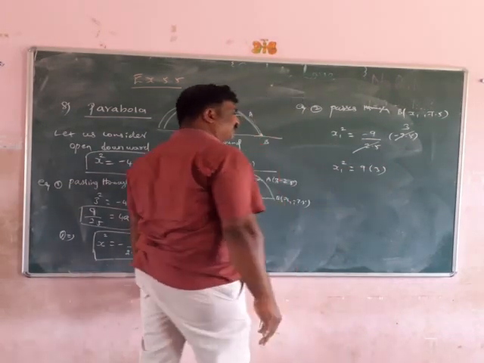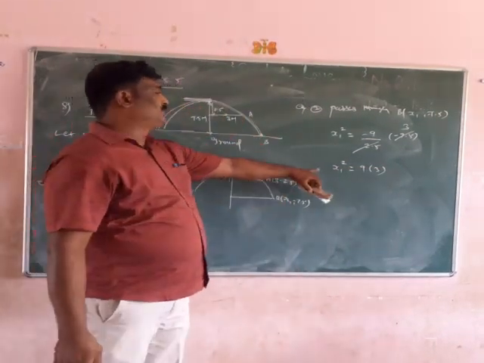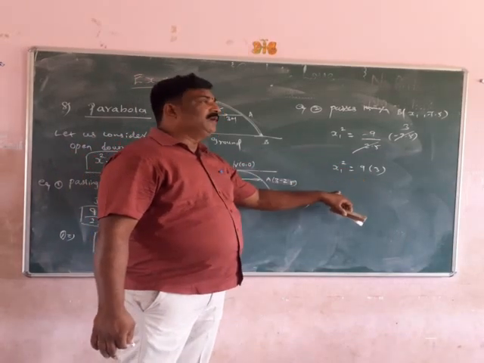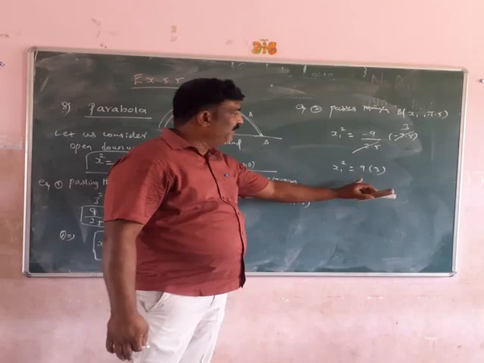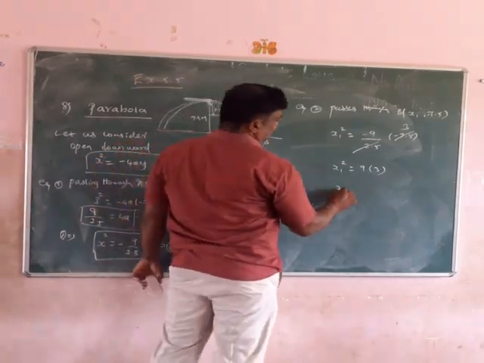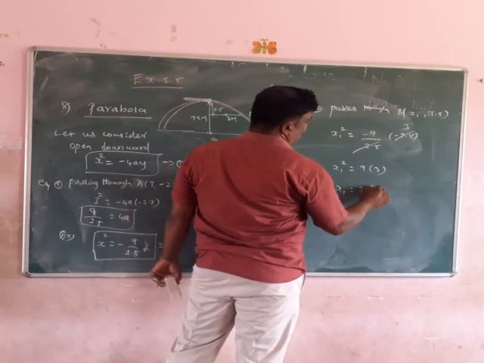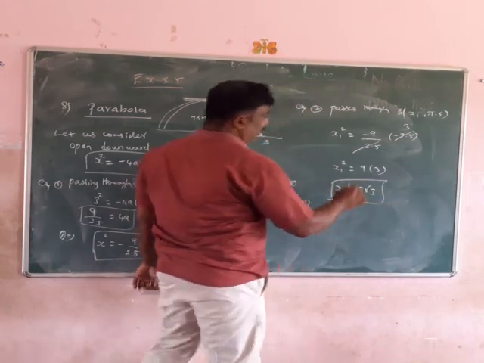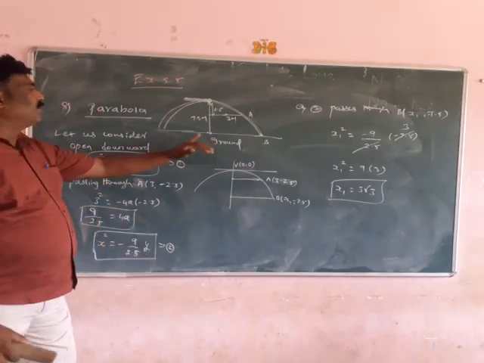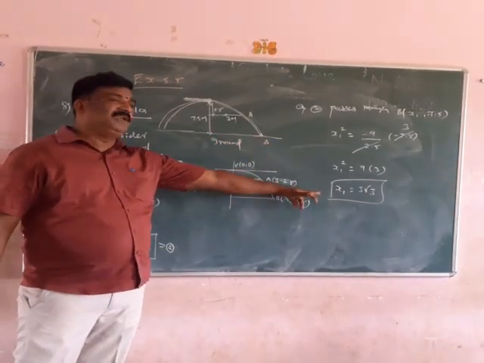Because the x1 square value is 9 into 3, x1 equals the root of 9 into 3, which we can easily write as 3 root 3. So x1 equals 3 root 3. That is the distance at which the water strikes the ground: 3 root 3.